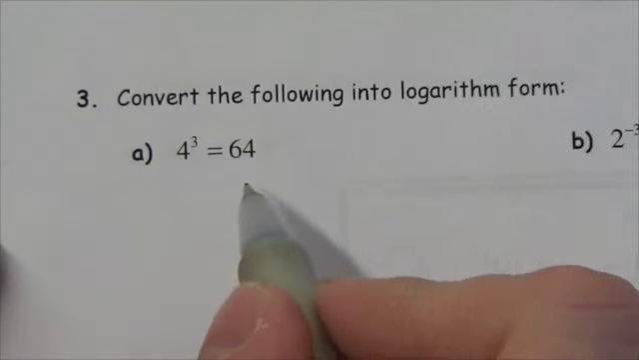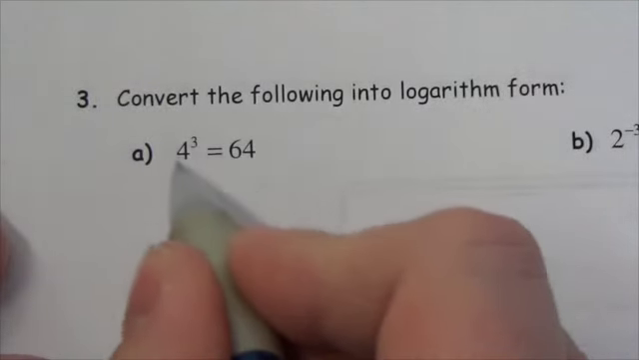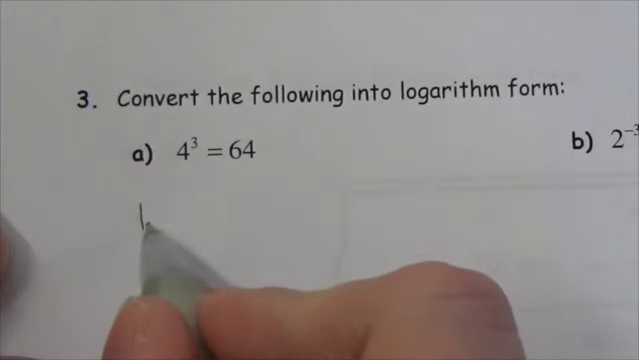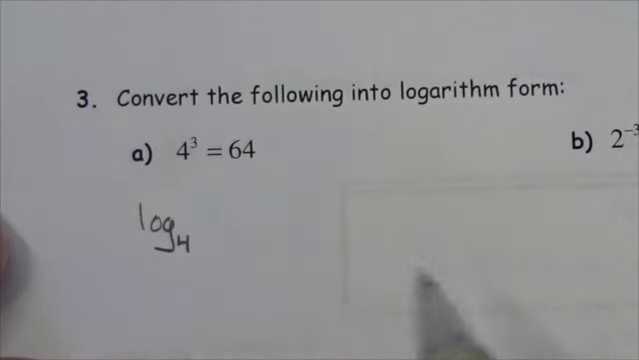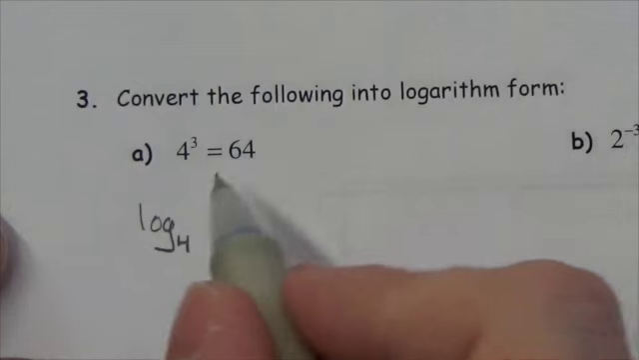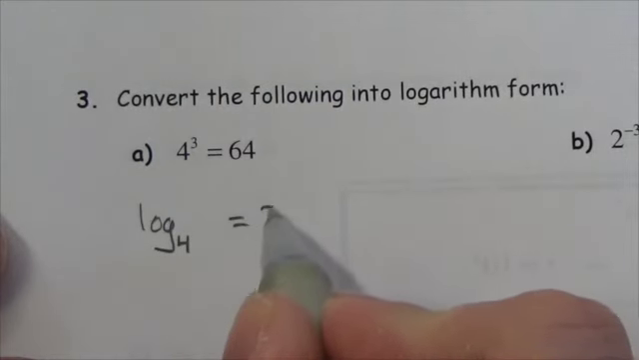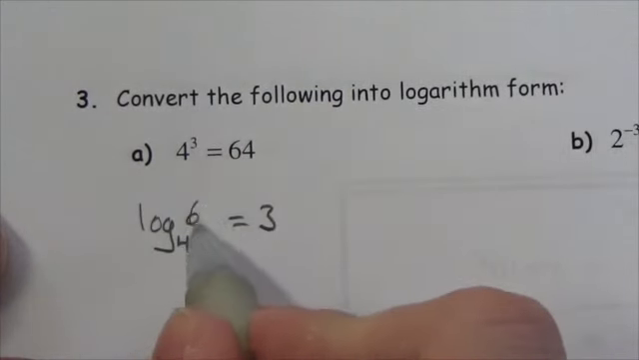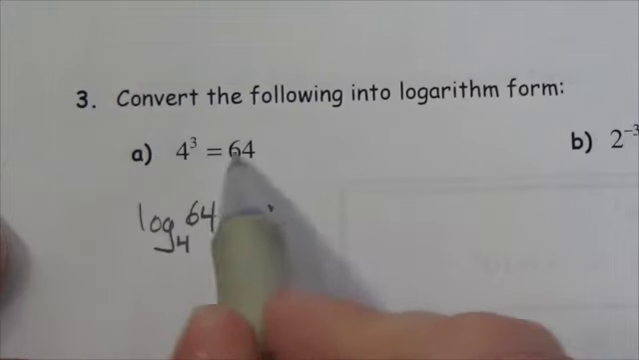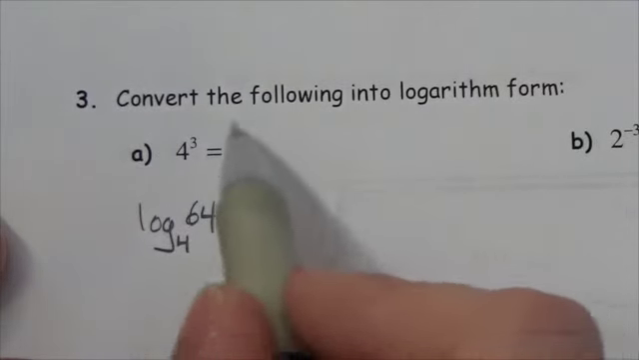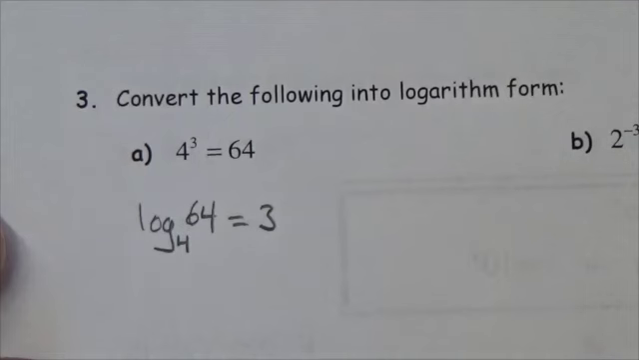So we look at this: 4 cubed is equal to 64. Well, the base of that power is 4, so the base of our logarithm is 4. That should be an obvious subscript here. The logarithm equals the exponent, and whatever the power is equal to, that's the argument of the logarithm. So that's the part that goes inside. So log base 4 of 64 is 3.